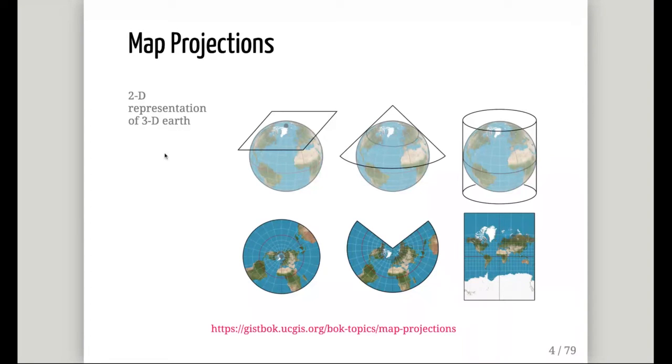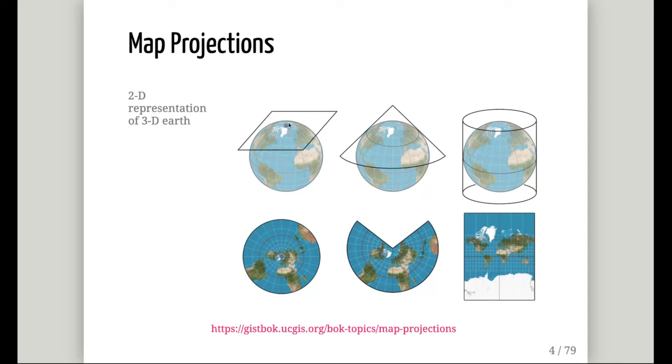So first off, map projections are two-dimensional representations of a three-dimensional Earth. And how is the two-dimensional representation done? This illustration shows there are different ways. By two-dimensional, I mean a sheet of paper, your flat screen, something flat. So representing the spherical Earth on a flat surface.